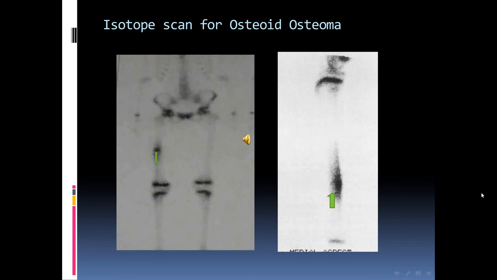If we do an isotope scan for osteoid osteoma, we can see that there is uptake. The uptake is seen as a dark area in your right femur. In the mid part, you can see there is uptake near the green arrow in both images. This occurs because the nidus of the osteoid osteoma contains vascularized tissue, making it positive in isotope scan.